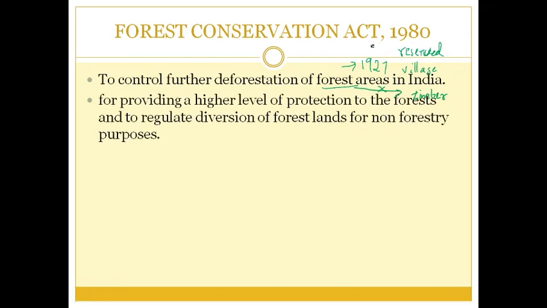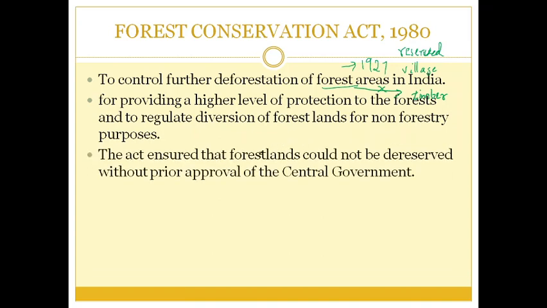and the salient features of this act are: this act provides for a higher level of protection to the forest and regulates diversion of forest lands for non-forestry purposes. This act gives more power and teeth to already existing policies and acts and makes the conversion of forest land for other purposes a serious crime.